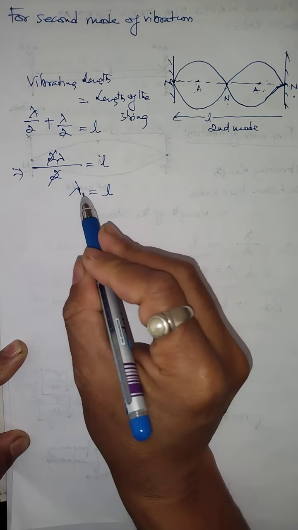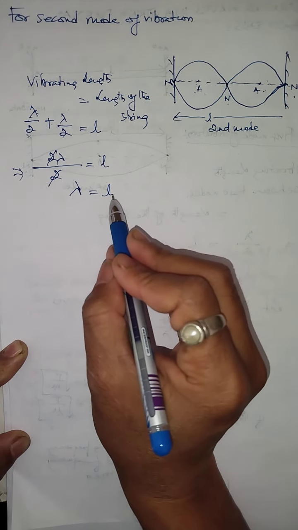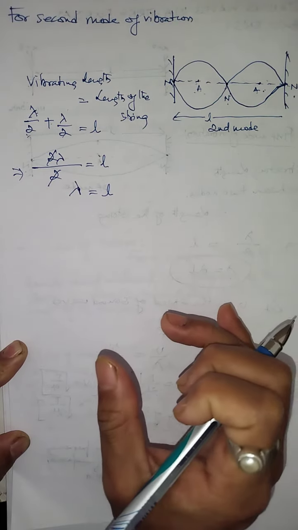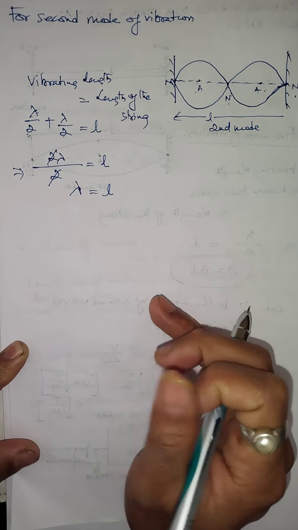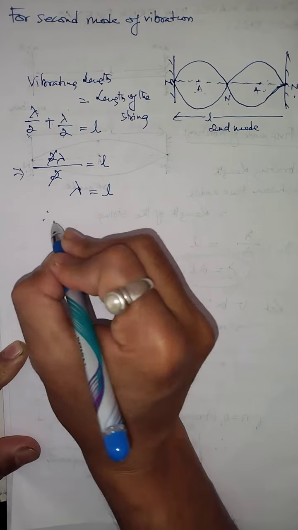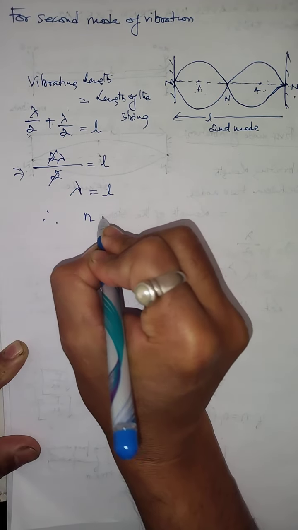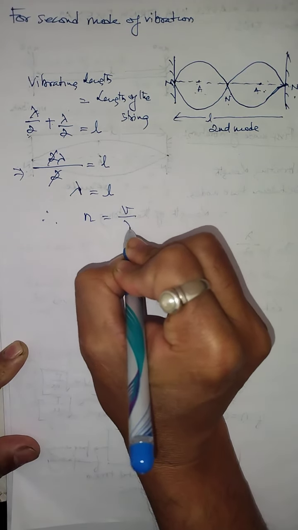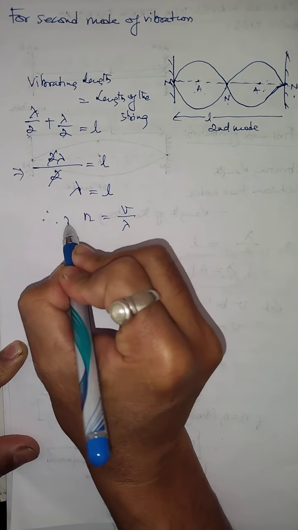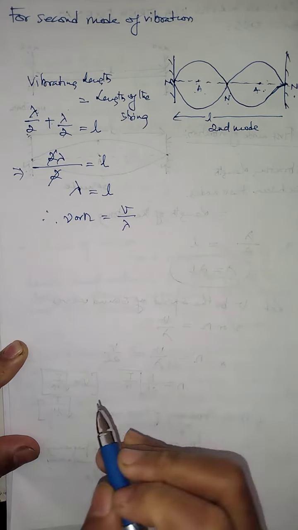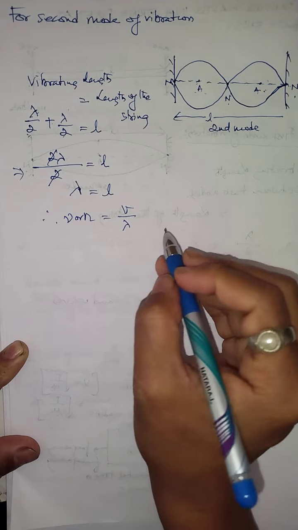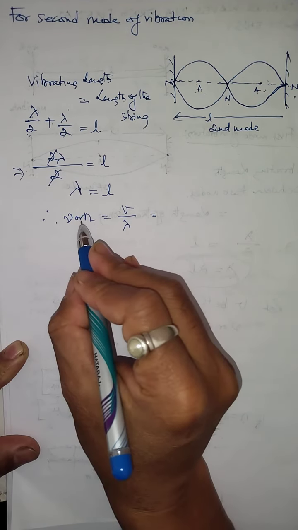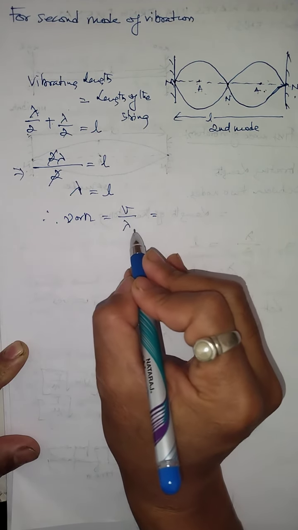This time the wavelength of the sound wave will be exactly equal to the length of the string. Under this case also we measure the frequency, and you know frequency is n equals v by lambda. Children, you can use any symbol, either nu or n. Let me use n, no problem. So frequency equals v by lambda.